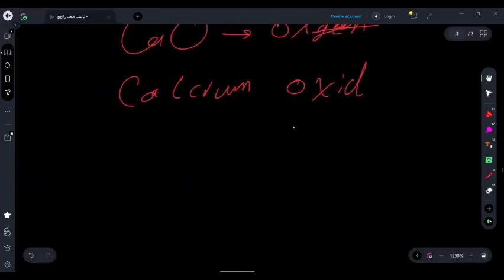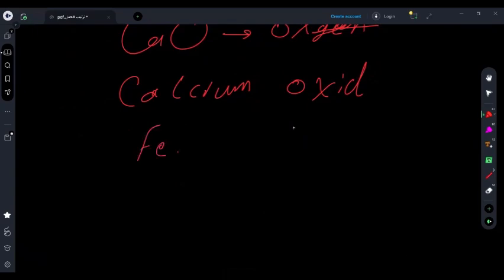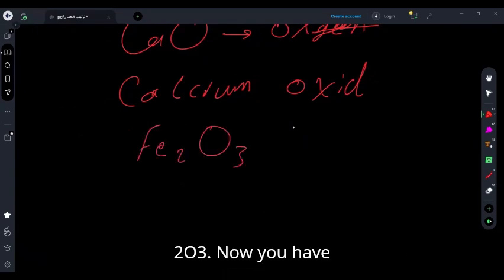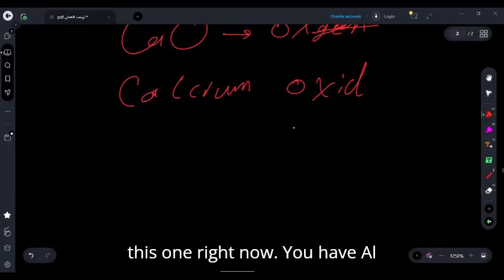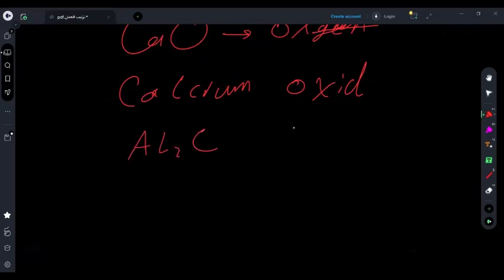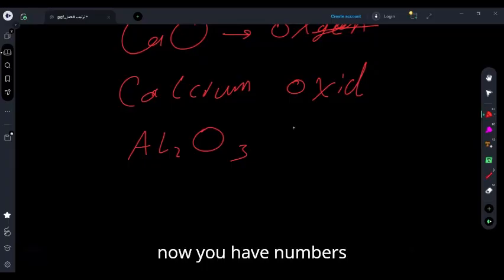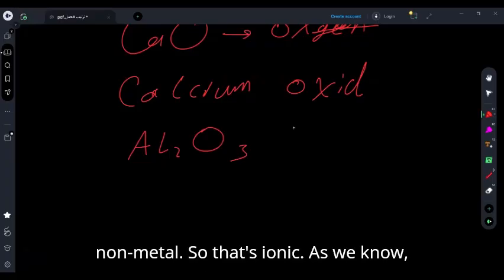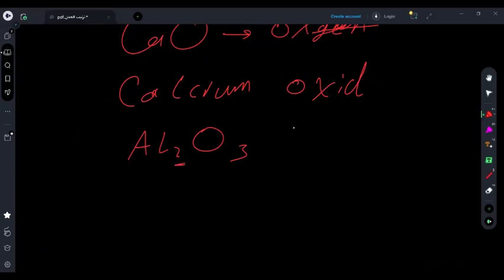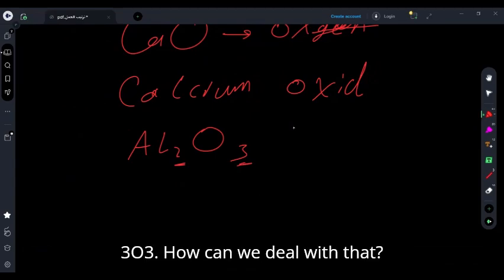For example, Fe2O3. Now you have an ionic compound, but not like that. So let's take another example, not write this one right now. You have Al2O3. Okay, now you have numbers inside the ionic compound. That's an ionic compound. Al is metal, O is non-metal, so that's ionic. But we have numbers here. We have 2 and we have 3, Al2 and O3. How can we deal with that?